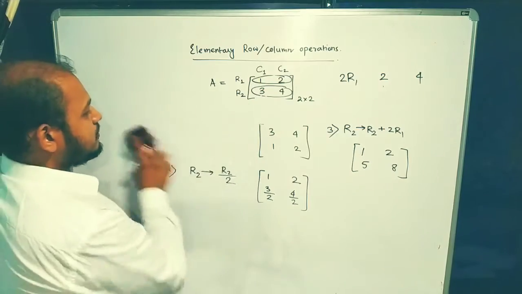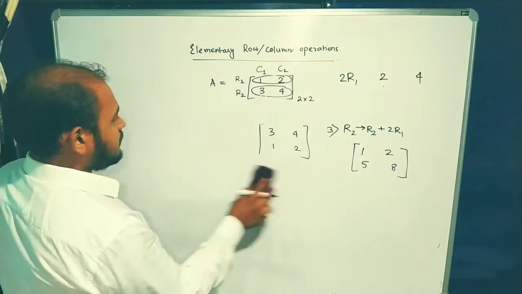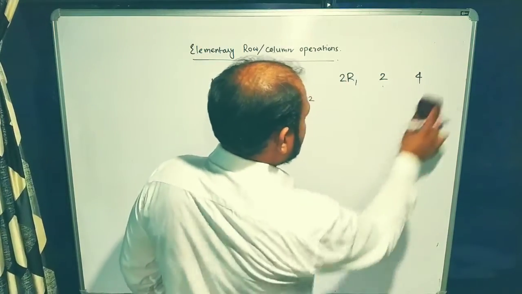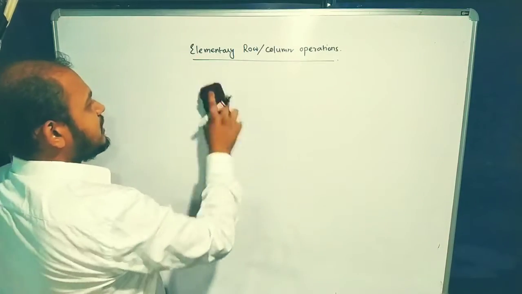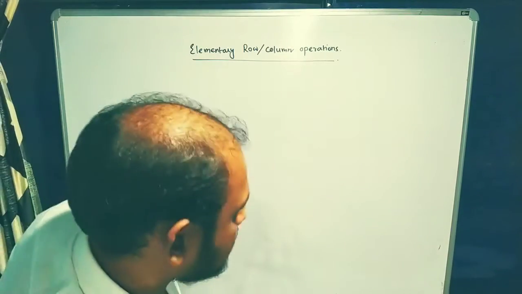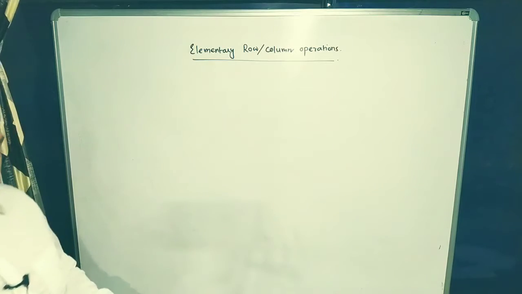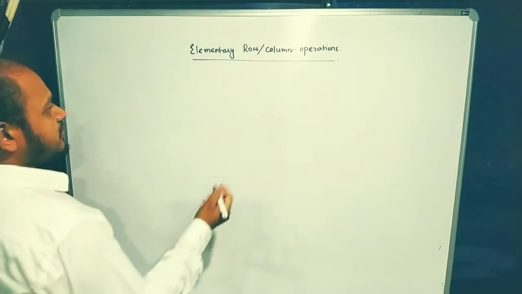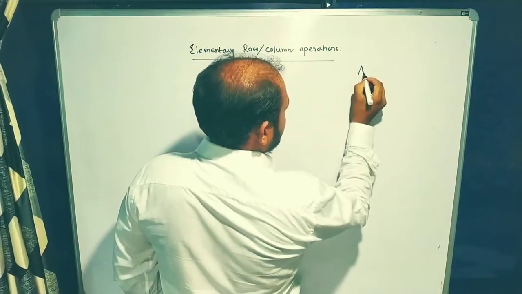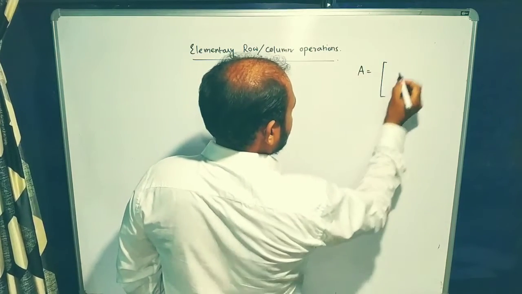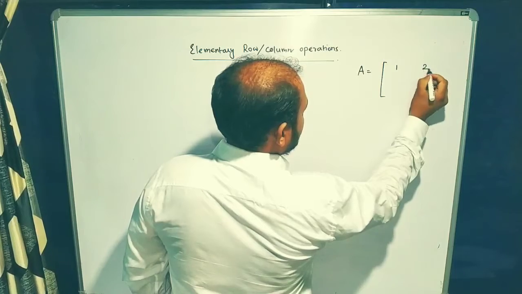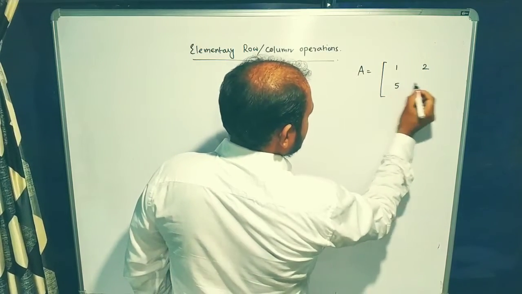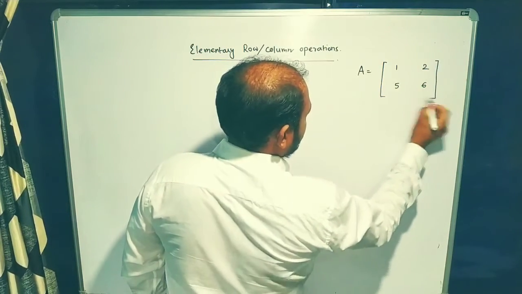So let us look at another example. I will try to solve as many examples based on the row column operations because it is extremely essential to learn this so that you may be able to solve problems on inverse of a matrix. Let us have another matrix. Let us say we have a matrix A is equal to 1, 2, 5, 6, for example.